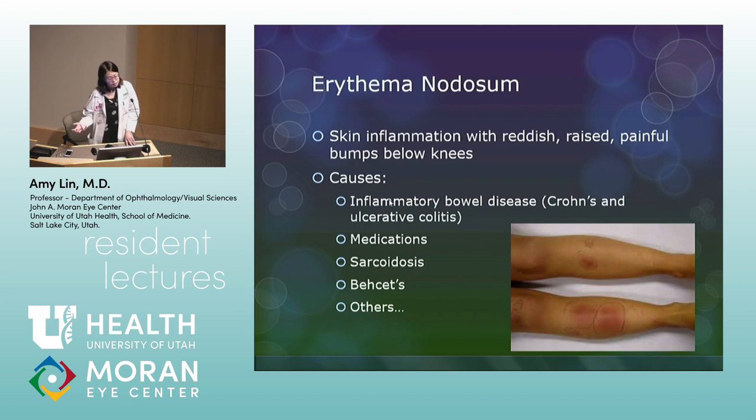This patient mentioned some bumps on her legs and her shins. So this is erythema nodosum, which for those of you who are interns, you probably know more about than we do, or than certainly my eye. Erythema nodosum is skin inflammation with reddish, raised, painful bumps below the knees. Causes include inflammatory bowel disease such as Crohn's and ulcerative colitis. It can occur secondary to medications, sarcoid, Behçet's, and other inflammatory conditions.